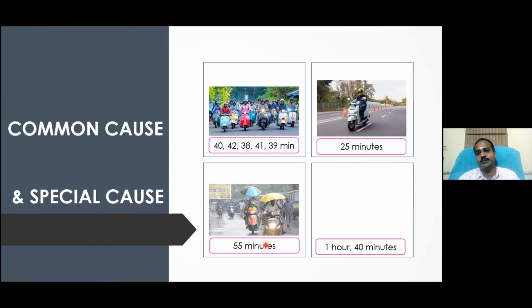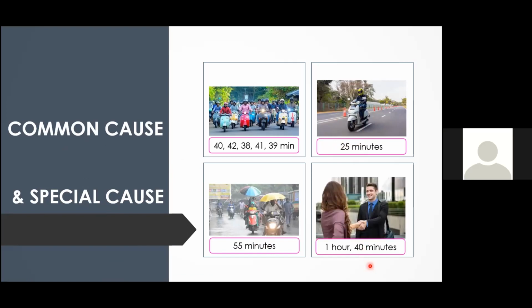So you consume the extra time and you reach office in 55 minutes. And another day, you took 1 hour and 40 minutes. Is it a common cause variation or a special cause variation? Special cause only. Yes. Because that day you met your girlfriend on the way. So you decided to spend 1 hour in a coffee shop. And so you took 1 hour 40 minutes to reach the office.